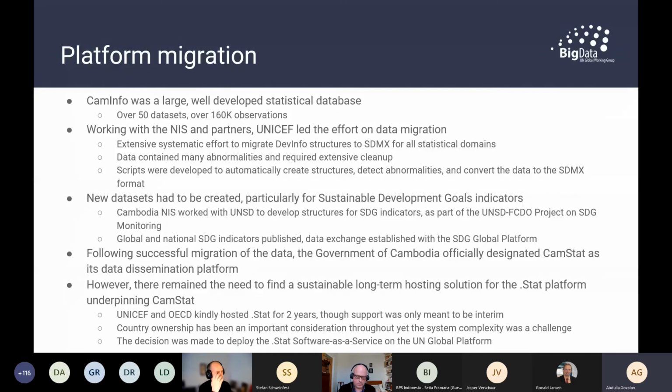However, at that time, there was still no sustainable long-term setup for hosting the .stat platform. And until that was solved, all sorts of issues remained, for example, country ownership and long-term sustainability of the project. And after discussing several options, including going through commercial providers, about a year ago, a decision was made to deploy the .stat platform on the UN Global Platform. And now I turn over to Sean, who will continue.